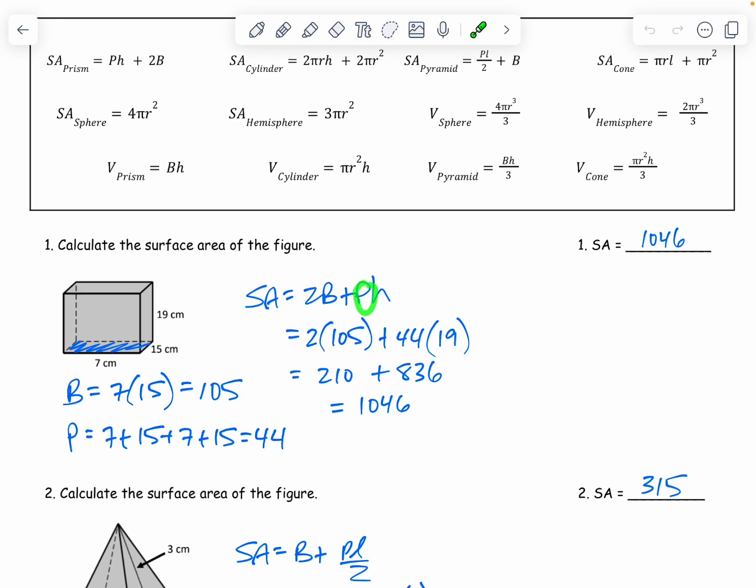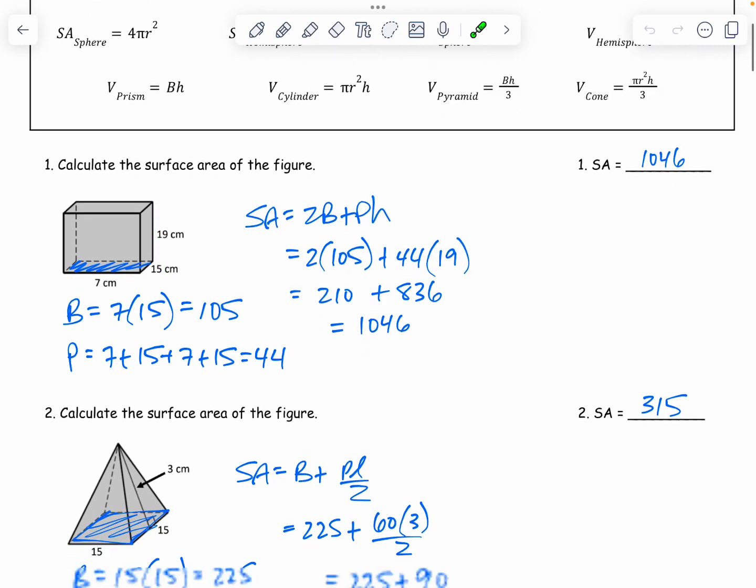I also know what P is. It's right here. It's 44, so I plugged it in. And then what you have to think about is the height of the box. The height right here is the 19, and that is here, and we get 1046.